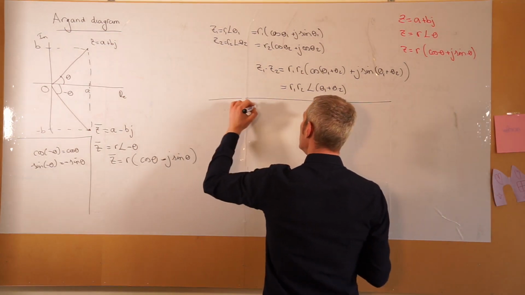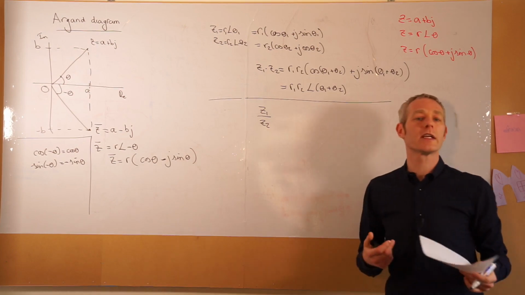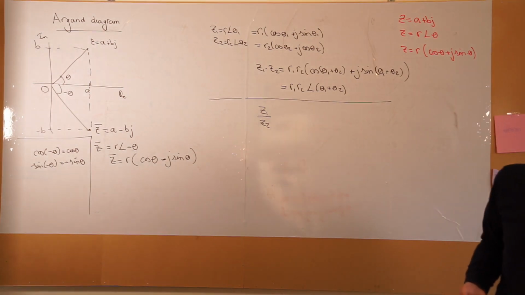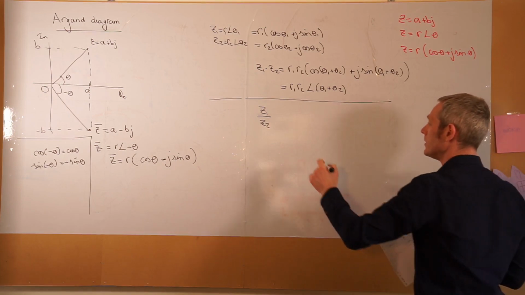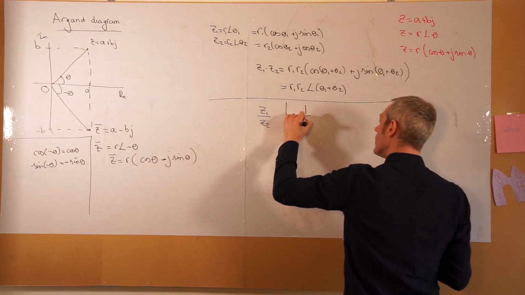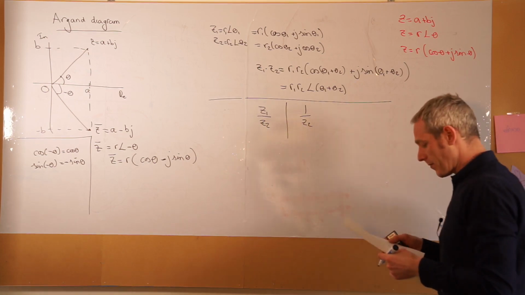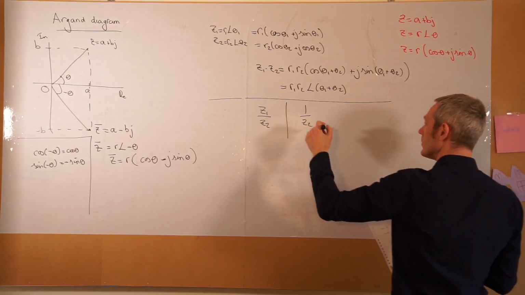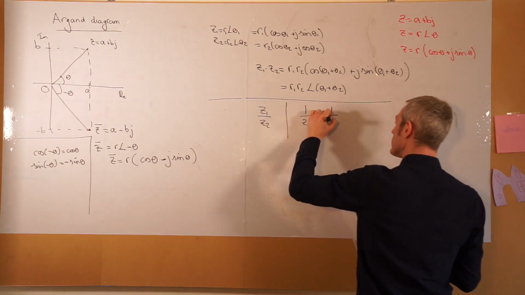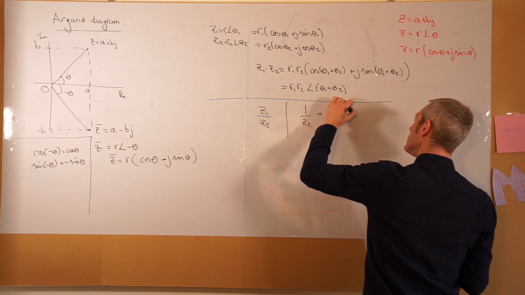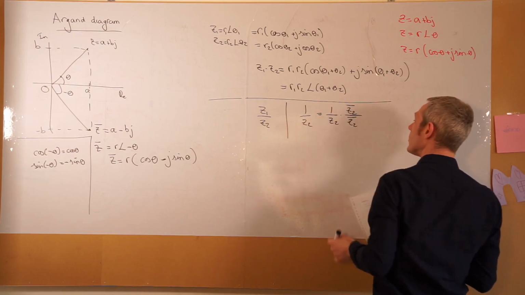Now, if we look at division, z1 divided by z2, there's also an explanation in the book. But what I wanted to show you is that we don't need an overly complicated calculation for this. If we look at 1 over z2, to write this as another complex number, we would write 1 over z2 times its complex conjugate divided by its complex conjugate.